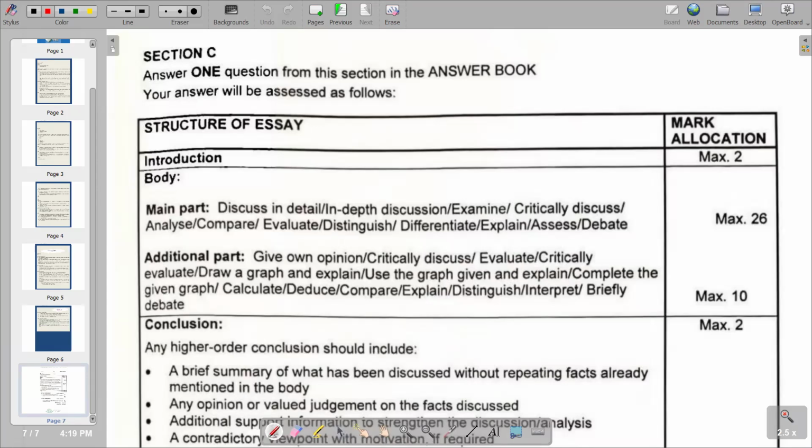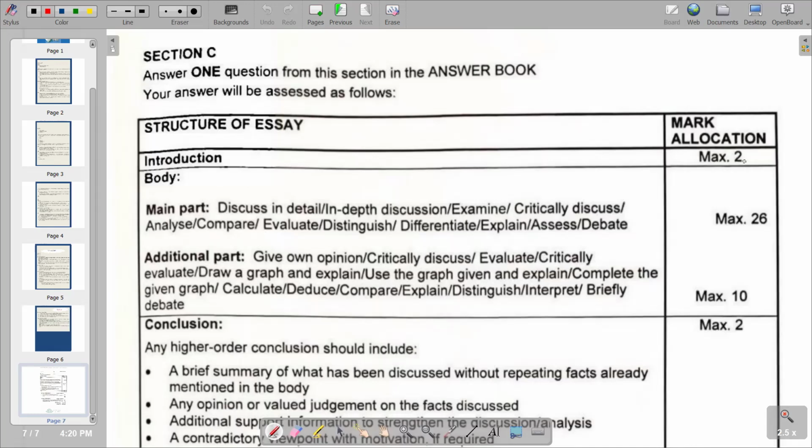So coming on to section C, which is obviously the question on the essay part. We have an instruction that we are given in terms of how we are supposed to come up with our essay, whereby we have the structure of an essay. We are going to have your introduction. After the introduction, you go to the body, which is the main part, which also consists of your additional parts. So instructions of how to go about it are given there.